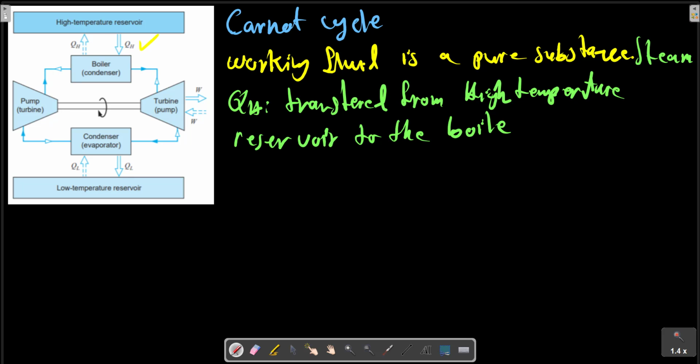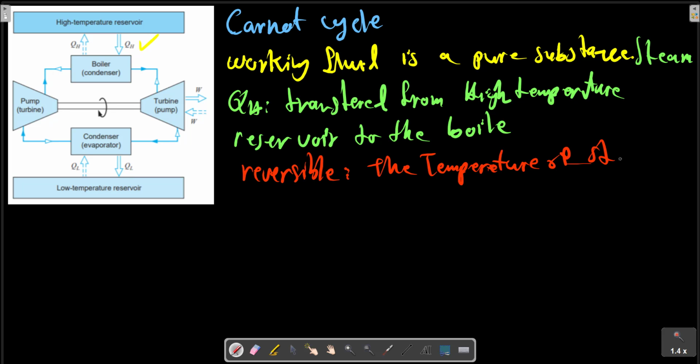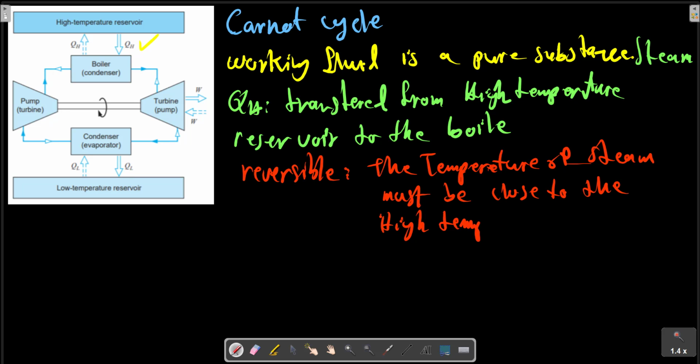For this process to be a reversible heat transfer, the temperature of water must be only infinitesimally lower than the temperature of the high temperature reservoir.